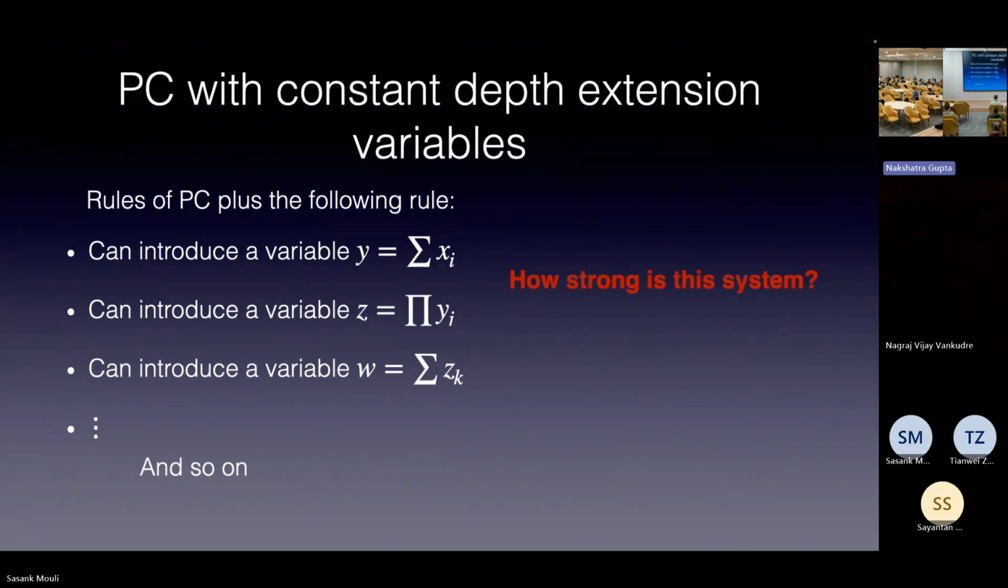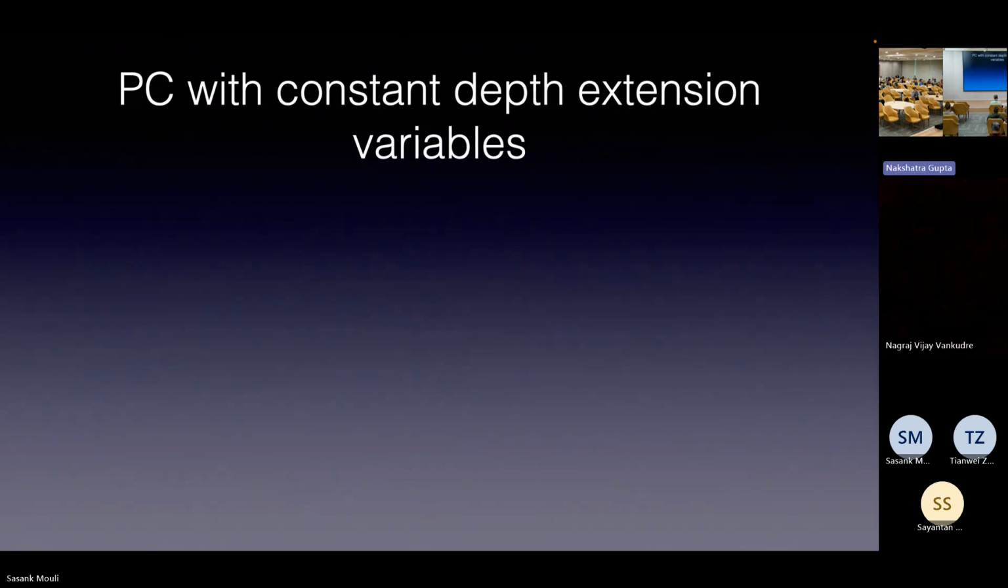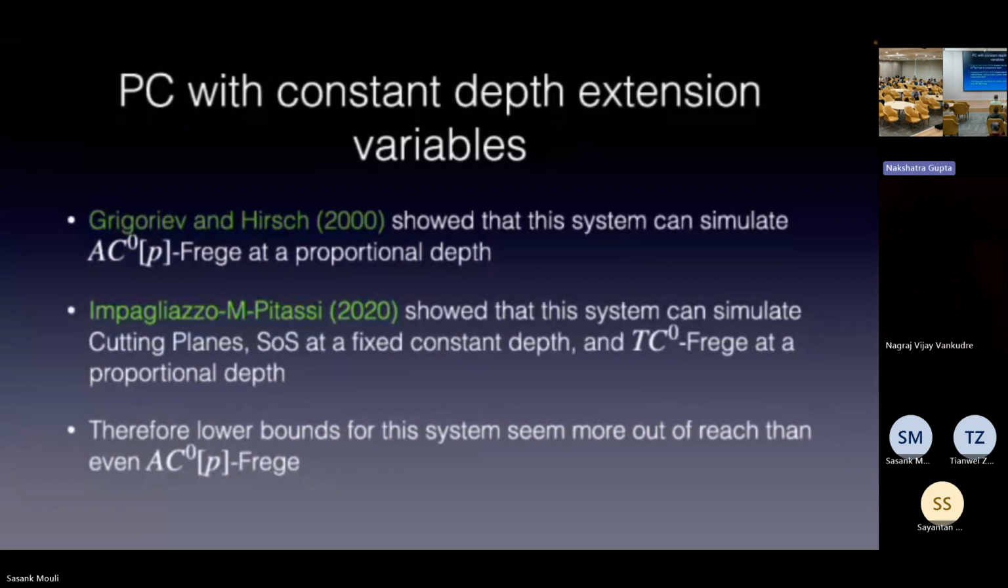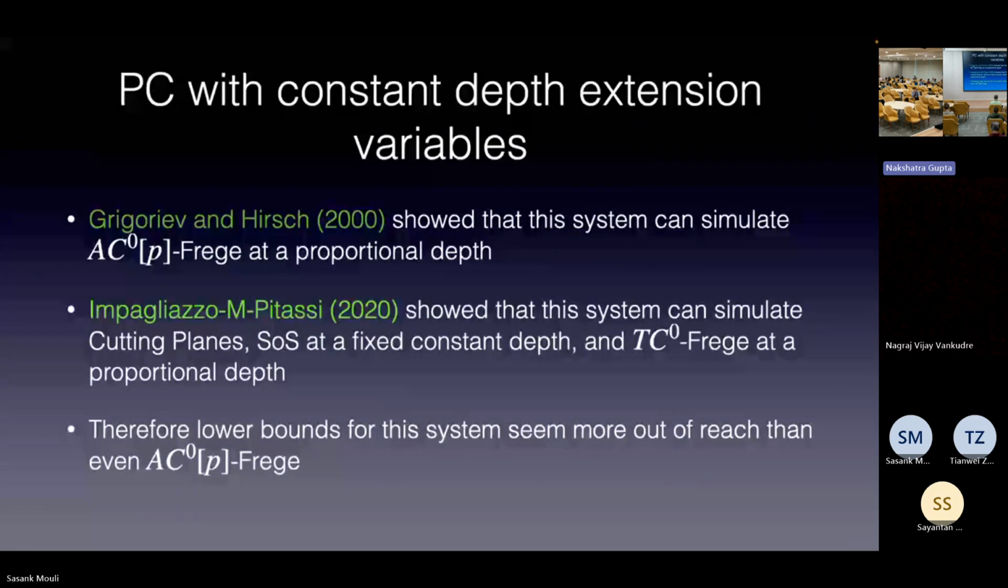And so the question was, how strong is this system? What people found out fairly quickly was that this system is in fact pretty strong, even if you take constant depth extension variables. So you take only constant levels of extension variables, let's say some product of sum of product of sum, so constantly many levels.